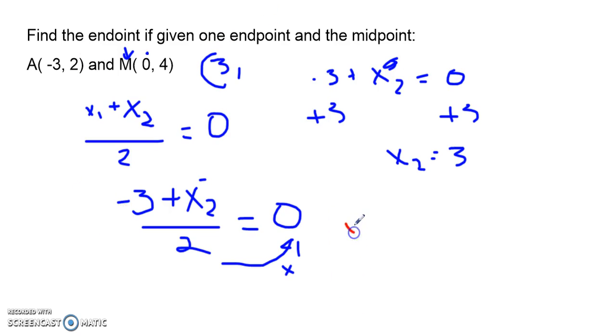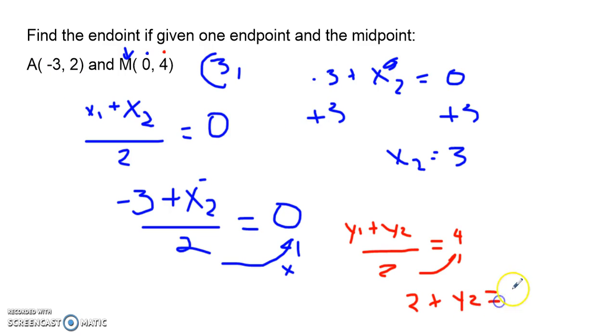y's. So we have y1 plus y2 over 2, and this time it's going to be equal to 4. Again, we multiply, so we put in 2 for the y, so 2 plus y2 equals 8, because that's what we get when we multiply 2 and 4, and I subtract 2, so y2 equals 6, giving us this point as the other endpoint, 3, comma 6.